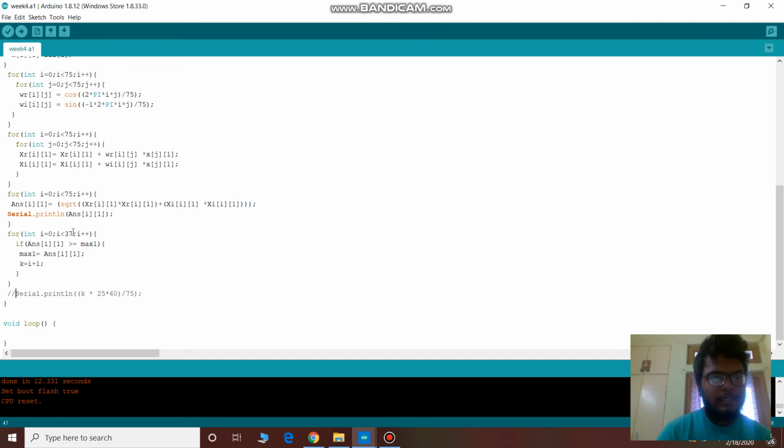See here, for int i equal to 0, less than 37, because we are taking 75 samples, I'm taking the first half, 37. So I'm taking the max value and finding its index. Calculating this gives us k into fs into 60 by N. My frequency is 25 and my number of samples is 75, and I'm calculating the pulse rate per minute, so I multiply by 60. This gives us the pulse rate. We'll be getting around 80.